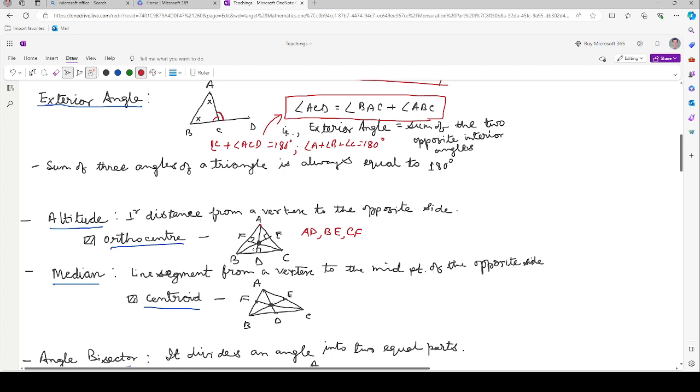What is an orthocenter? Orthocenter is a point where the three altitudes of a triangle intersect each other. Here, AD, BE, and CF intersect at point O. So, O is the orthocenter of triangle ABC.